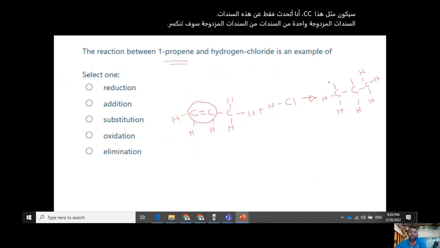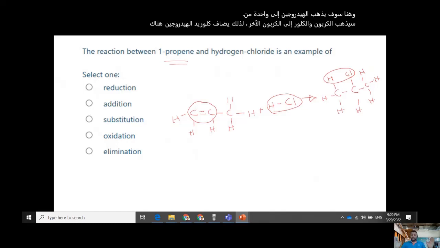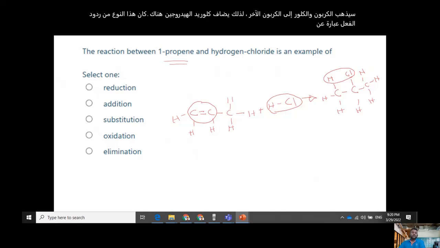And here hydrogen will go to one of the carbons and chlorine will go to the other carbon. So hydrogen chloride is added there. These kinds of reactions, where double bonds get broken and other molecules are accommodated, we call addition reactions. Remember, any alkene will undergo addition reactions.